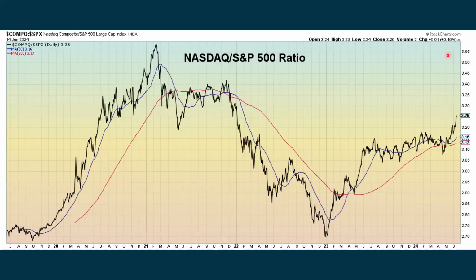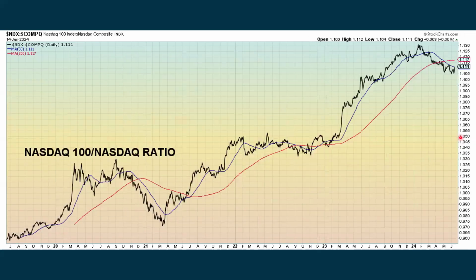We look at the NASDAQ and compare it to the S&P 500. The NASDAQ is outperforming. It's actually been doing quite well. It set an all-time high in Friday's session, but the S&P has been doing well also, but the NASDAQ has been doing even better when you take a ratio.